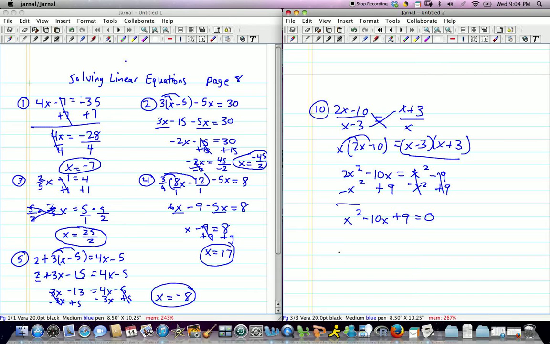I'm going to try to factor this. I'm looking for two numbers that multiply to give me 9 and add to give me negative 10. I notice that those are going to be negative 9 and negative 1. I could also use the quadratic formula and get the same answer, just with more steps. And then I notice then that I take the opposite signs as my answers. So 9 minus 9 is 0, and positive 1 would also give me 0. So my answers are 1 and 9.